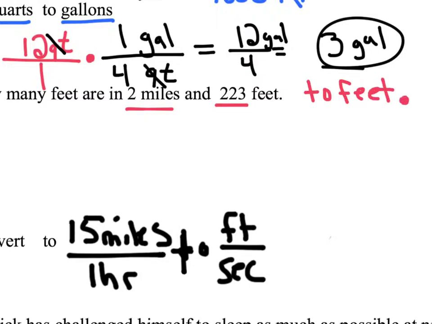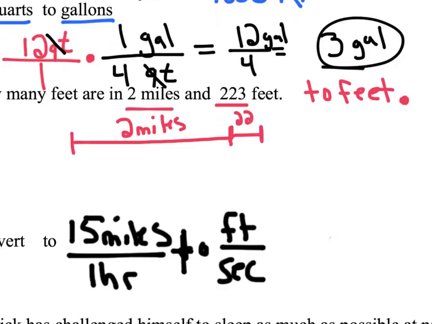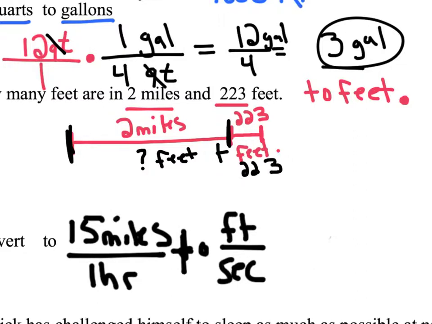Okay, so we want to convert 2 miles and 223 feet to feet. If you think about it this way, let's let this represent 2 miles, and then 223 feet. If I'm converting all of these to feet, I just need to find how many feet 2 miles is, and then just add on 223 feet. Hopefully that makes sense to you.